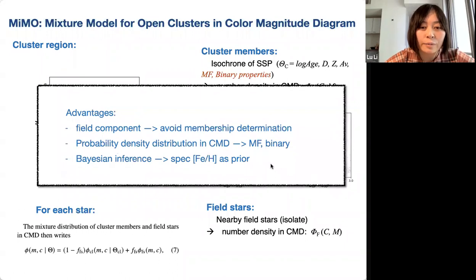First, we can incorporate the field component as a model component, and it can avoid the membership determination. Second, this is the probability density distribution in the CMD, so we can measure the mass function and the binary properties. And the third one is, this is a Bayesian inference, so it allows us to use more reliable measurements as prior. For example, I can use the metallicity from APOGEE, LAMOST, or Gaia.